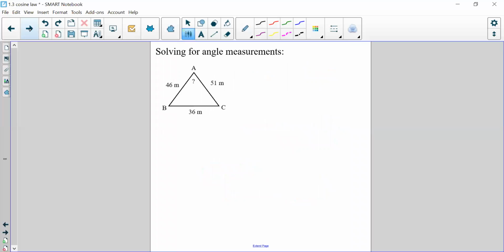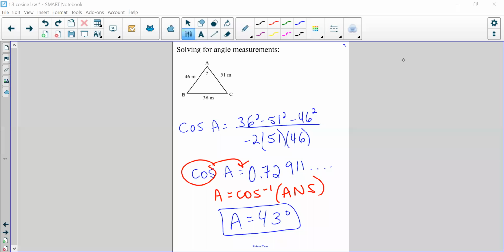Here's another question. You're going to solve for angle A. So again, I want you to try this question. Go ahead and pause your video. And once you have the answer, go ahead and check to see if we get the same thing. So hopefully you got 43 degrees for angle A.